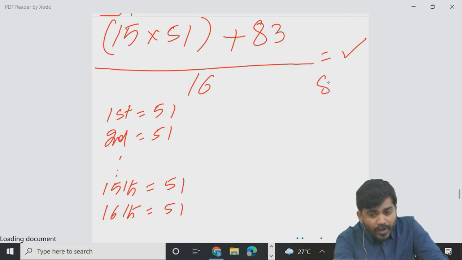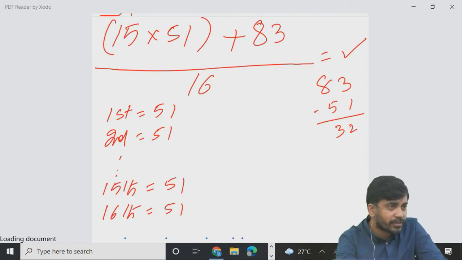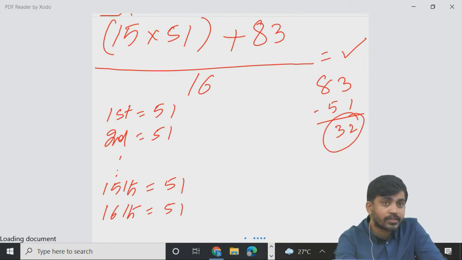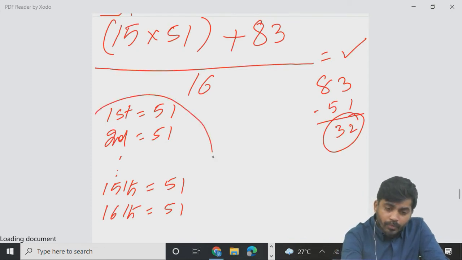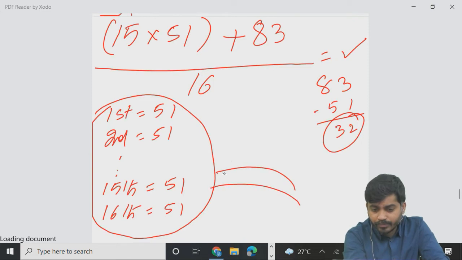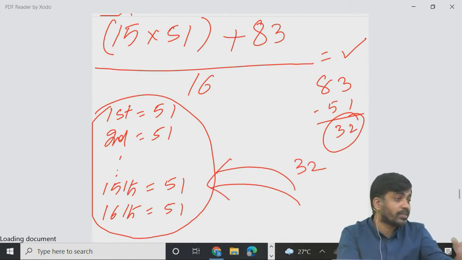He scored 83. 83 minus 51, 32. What is the difference between these two, 83 and 51? Extra. He scored 32 runs extra. So those 32 runs are added to this group. 32 runs extra added to our group.